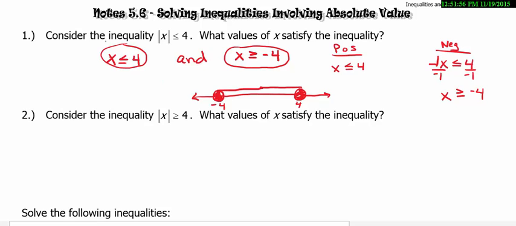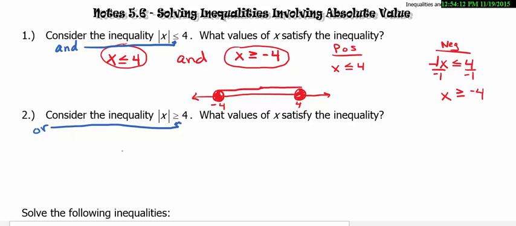Another way to look at this is to look at the less than symbol. Anytime you have a less than symbol or a less than or equal to symbol, we should know right off the bat that this is an and type of situation. If you look at number 2, we have a greater than symbol. This is going to be an or type of situation. It says, consider the inequality, absolute value of x is greater than or equal to 4. What values of x satisfy the inequality?